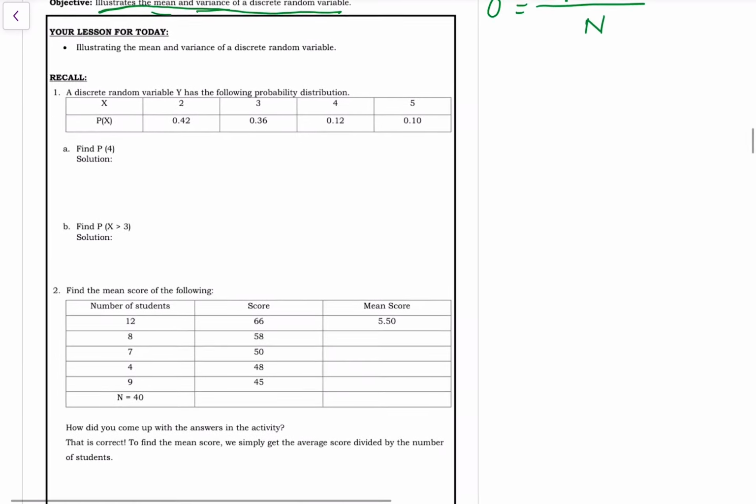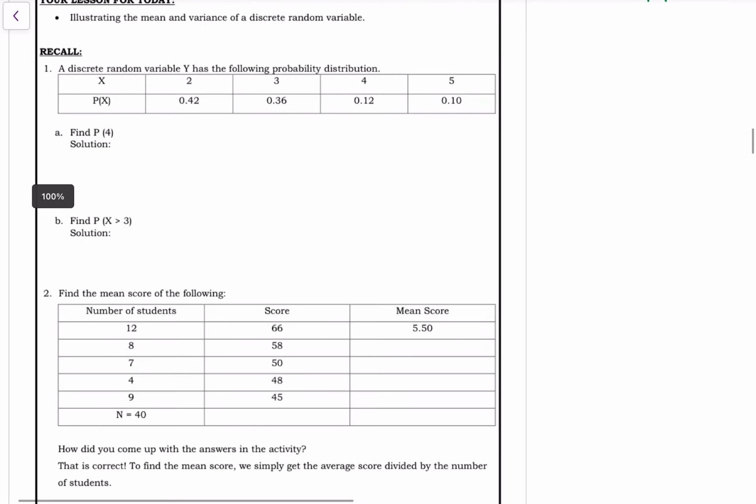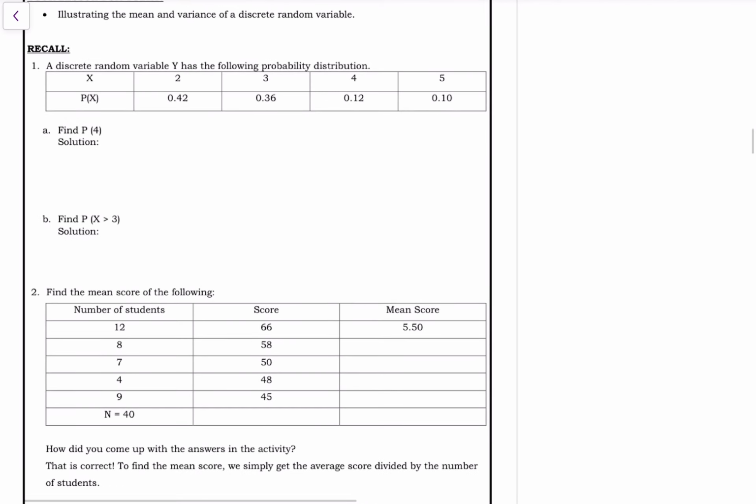For example here, discrete random variable y has the following probability distribution. Let's find the probability of 4. The probability of 4 is pretty obvious, which is here. We just need to choose. That is 0.12. Probability of 4 is equal to 0.12. There's no need for solution.